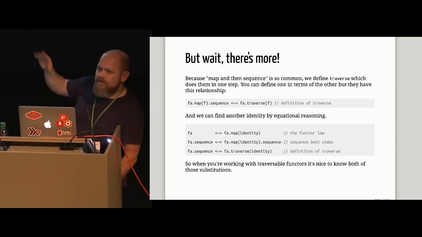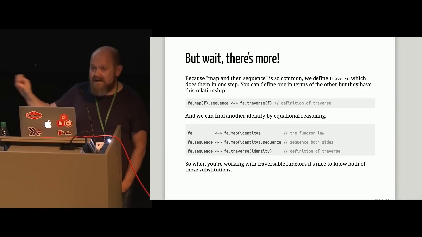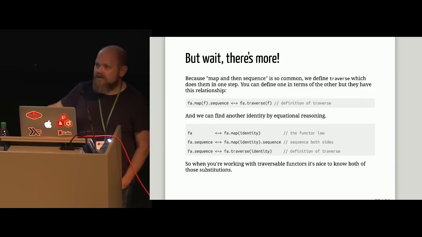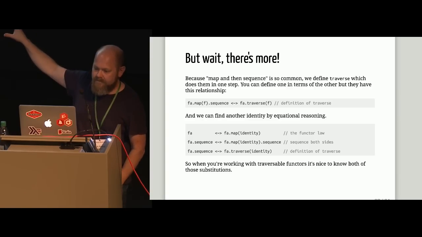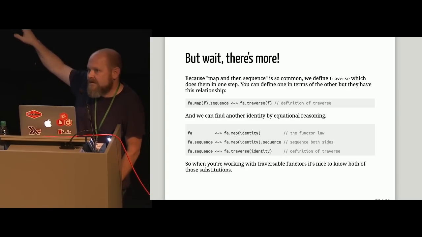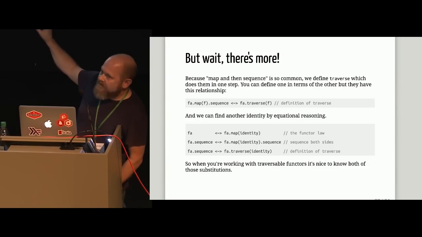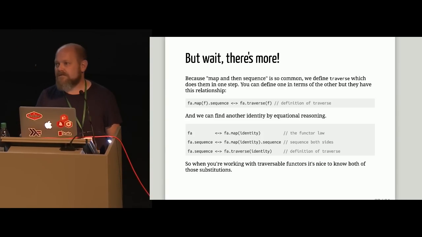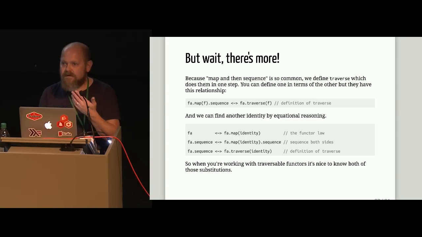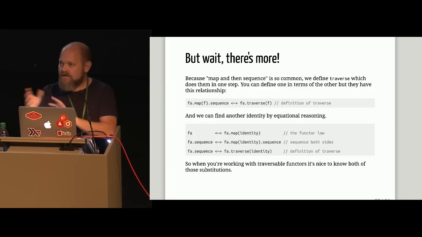So just by equational reasoning, we can get another identity out of it. FA is the same thing as FA map identity for some functor, and traversable functors are also normal covariant functors. So the functor law tells us we can do the first thing. And then we sequence both sides. They're the same thing, so if we sequence both of them, that'll mean the same thing. But map followed by sequence is traverse. So now we get to the second identity that says FA.sequence is the same thing as FA traverse identity. Okay? So when you're working with traversable functors, it's good to know those two identities, because you can always swap one for the other if one is more convenient than the other.